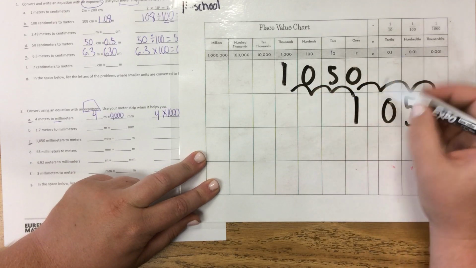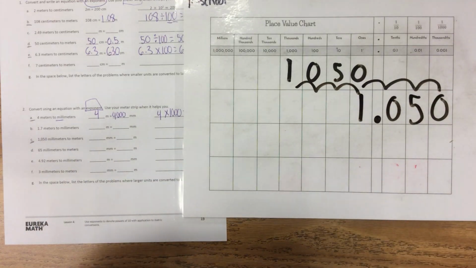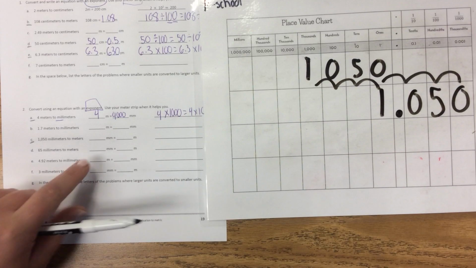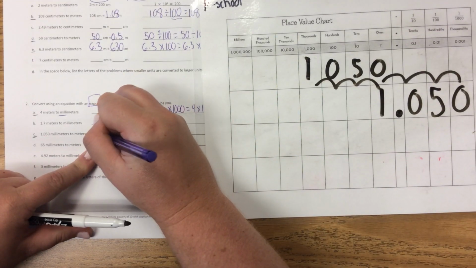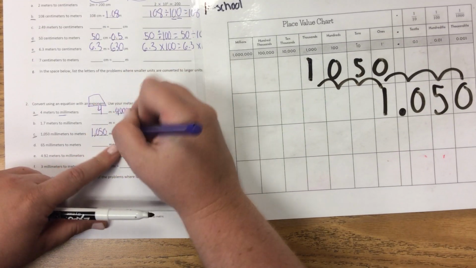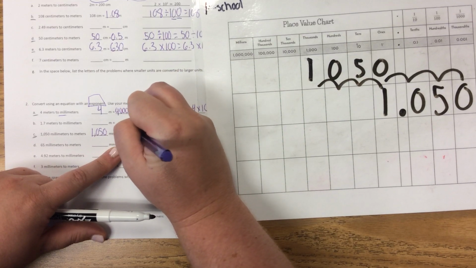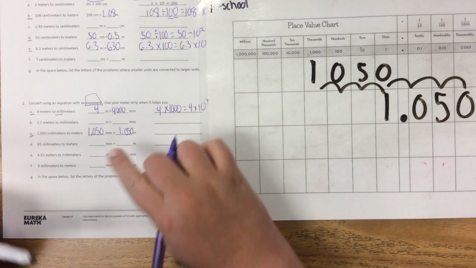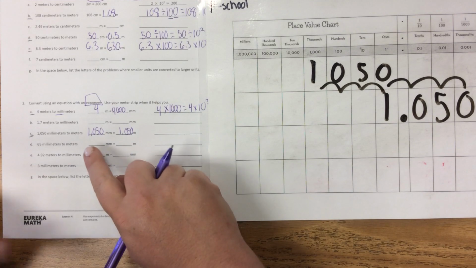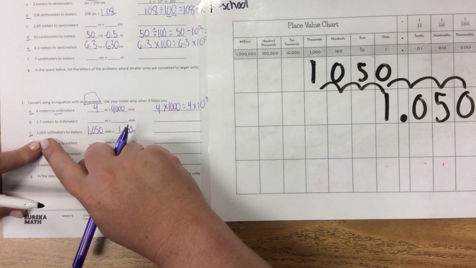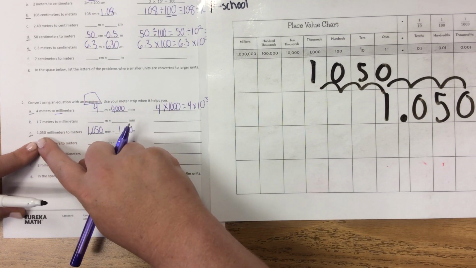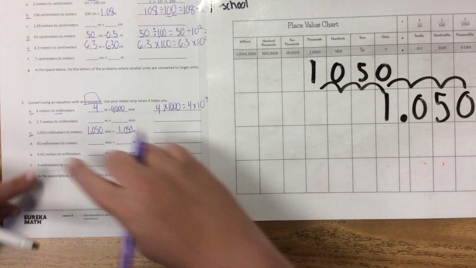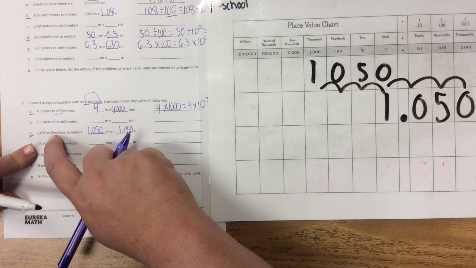Right, 1, 2, 3, yeah. So I get 1.050. So 1,050 millimeters equals 1.050 meters, which again, we can stop and make some logical decisions here. If I have a little over 1,000 millimeters and I know 1,000 millimeters is going to equal 1 meter, then I know I'm going to have at least 1 with a little bit of extra.